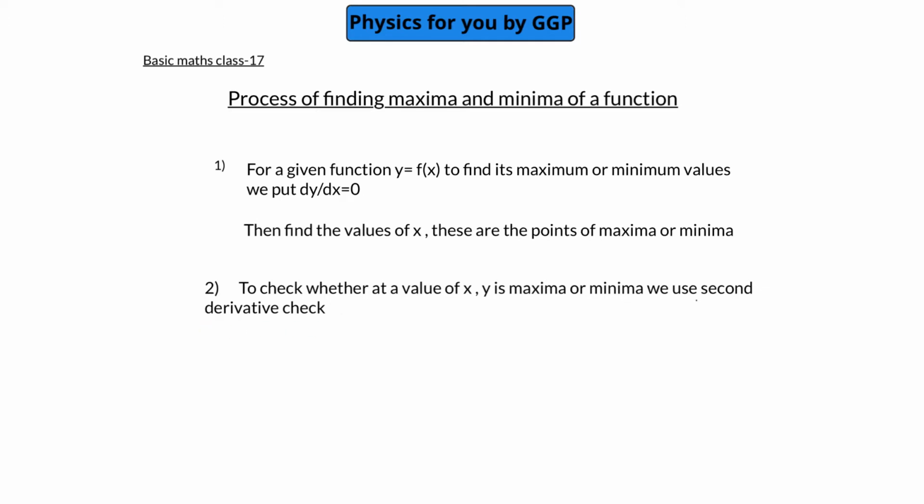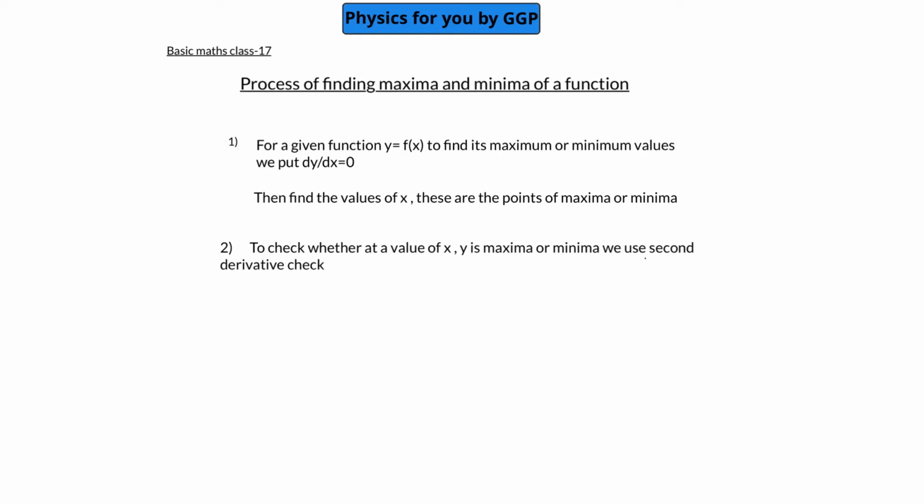Now we'll discuss what the second derivative check is. In the second derivative check, we'll find the value of d square y by dx square. D square y by dx square means nothing but once again differentiating dy by dx. If we differentiate once, we get dy by dx. If we differentiate once again, we get d square y by dx square. Let's say it is represented by f double dash x. So dy by dx is represented by f dash x, and differentiating two times is represented by f double dash x, and we'll put in the value of x.